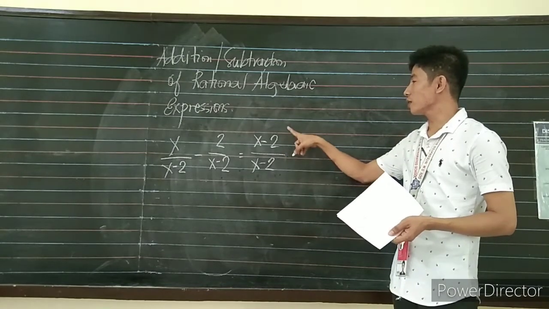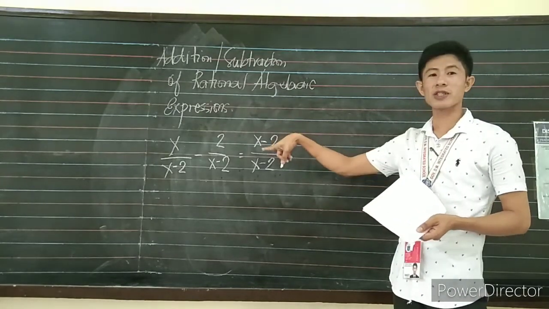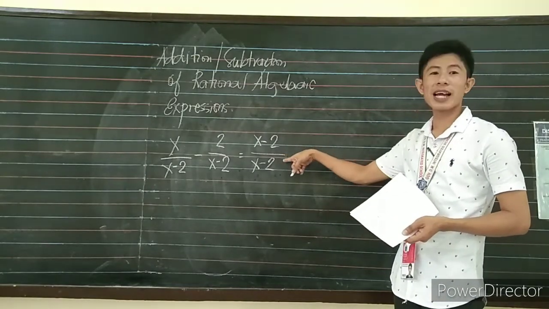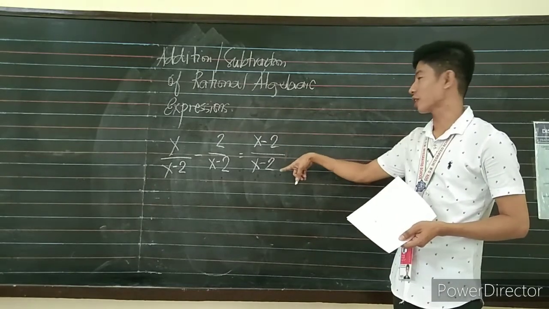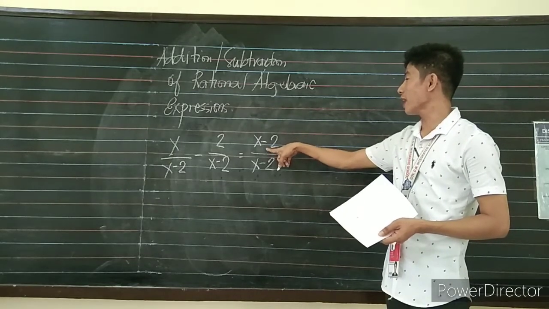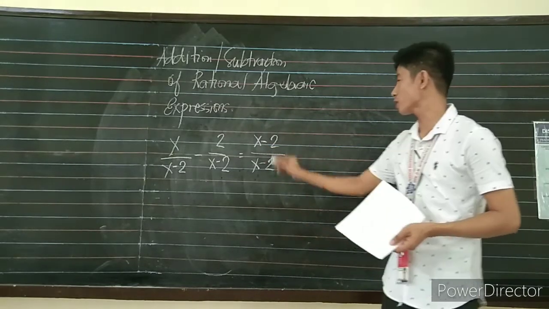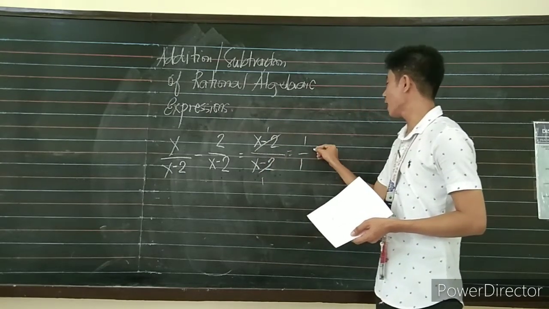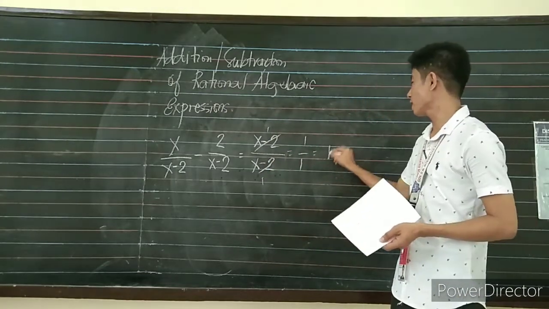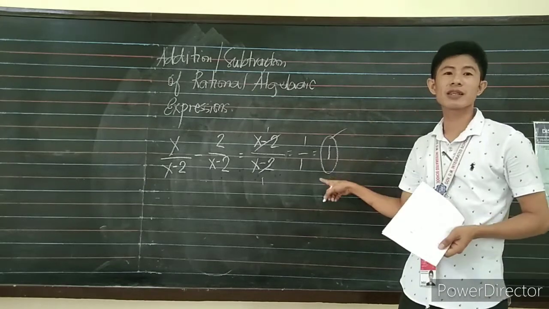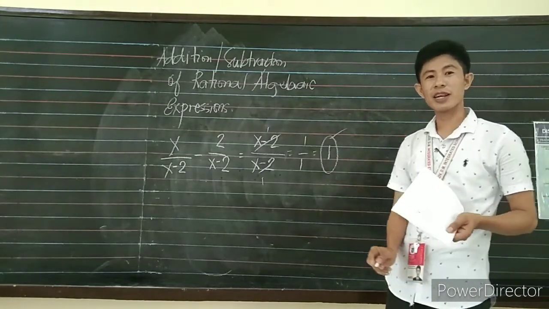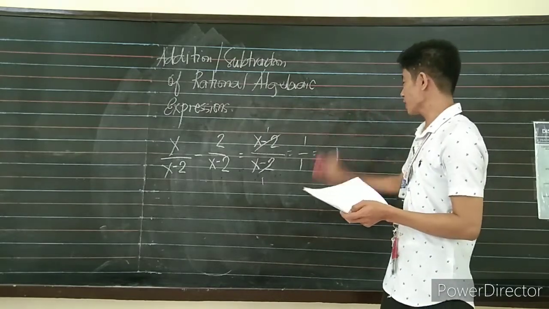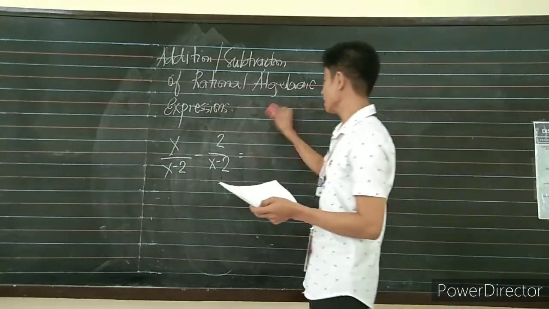After finding the difference of the two fractions, the next thing to do is to simplify your partial answer. And we can simplify x minus 2 over x minus 2 as 1 over 1, or that is equal to 1. So your final answer is 1. Any question? Okay. So if none, let's proceed to our next example.